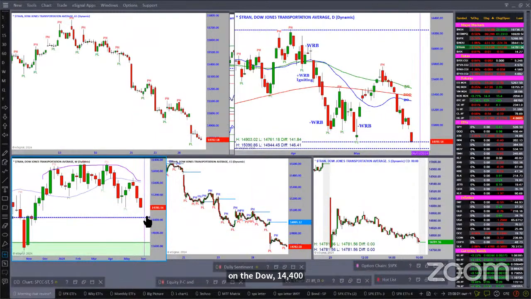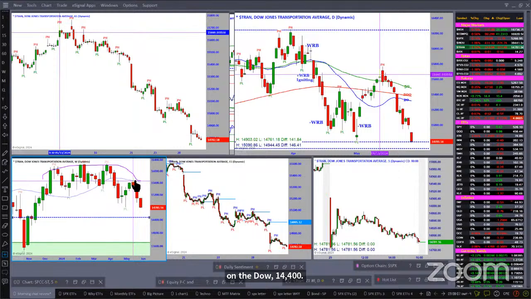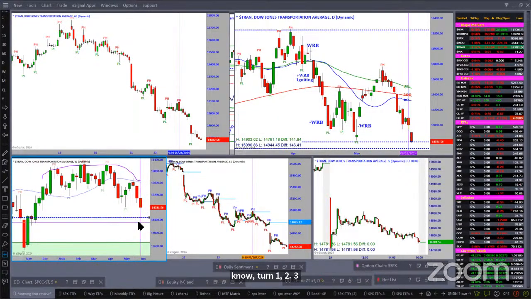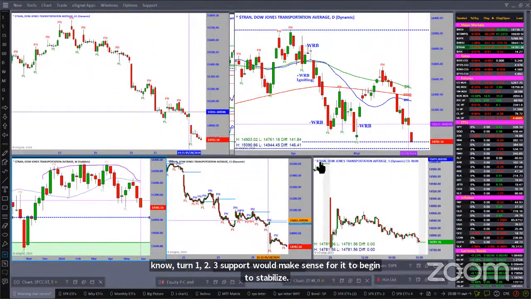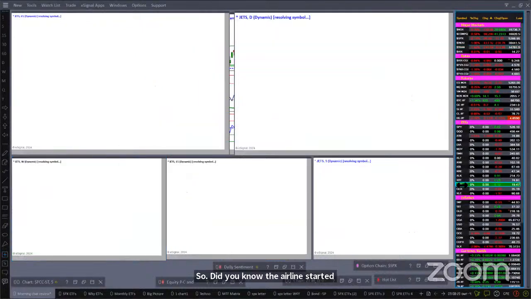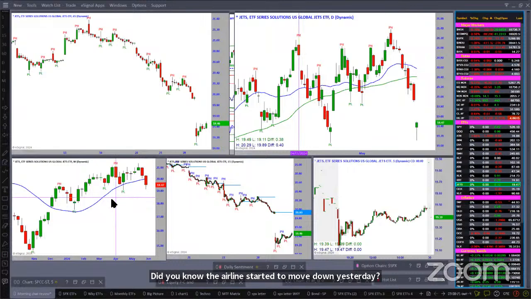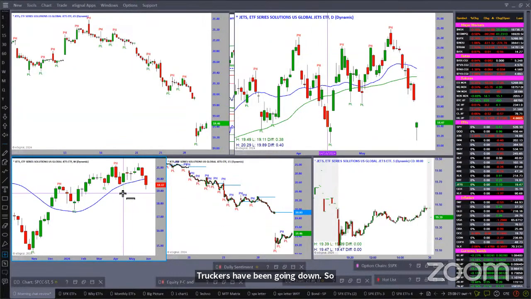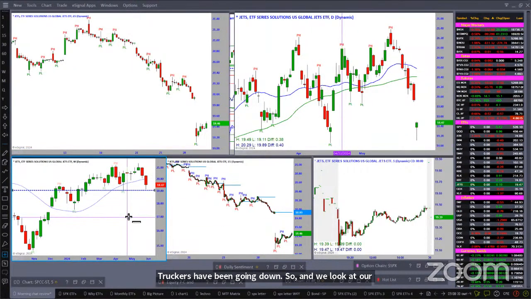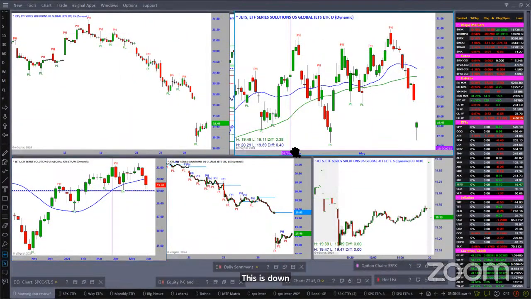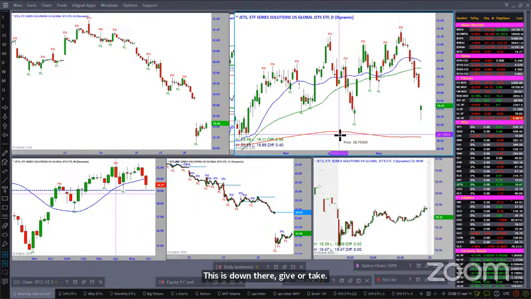If we had another week to the downside to there, turn 1, 2, 3, support would make sense for it to begin to stabilize. So, the airlines started to move down yesterday. Truckers have been going down. So, we look at our intermarket relationships, this is down there, give or take. So this should begin to stabilize, and we'll see where it goes from there, with the stabilization.